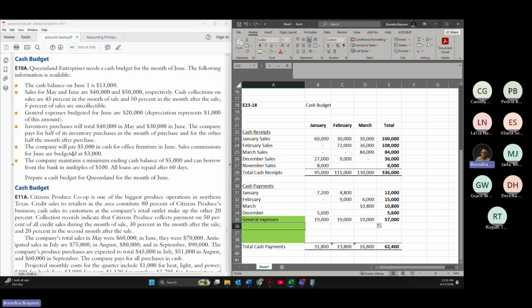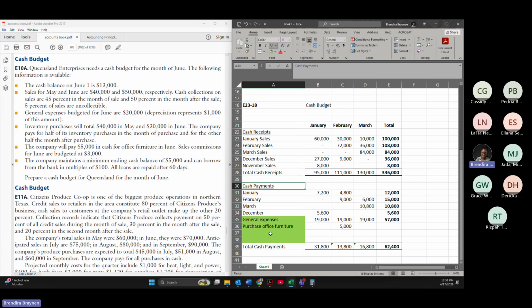Then they say they purchased office furniture in June. So let's say June is actually February. You could put purchase office furniture, and that 5,000 would go in the month when they actually made the purchase. And we spent 5,000, so that's how much cash payments is going to be made. We're only putting in what cash is being paid here. We put up here what cash is being received.